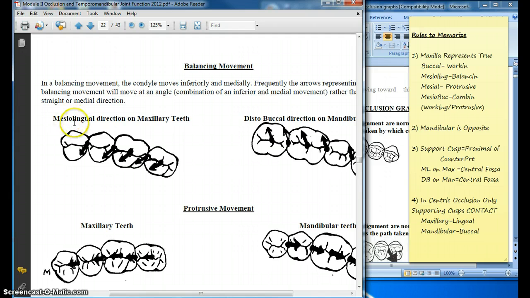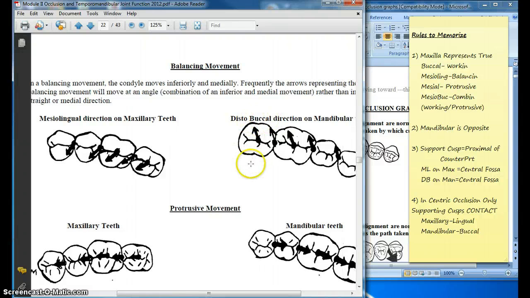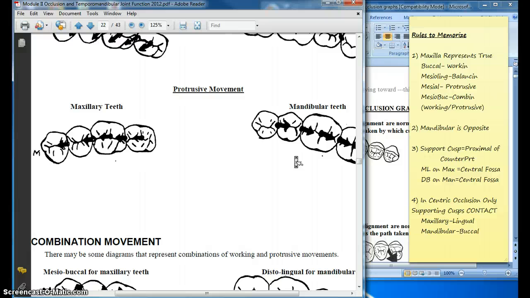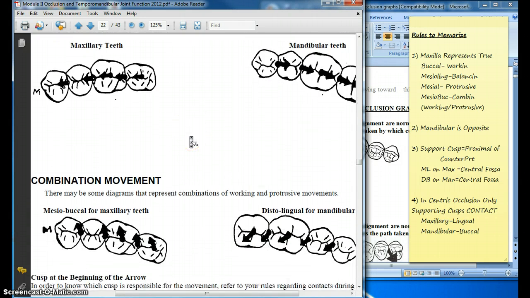For instance, the opposite of mesiolingual is distal buccal. Opposite of mesio is distal, opposite of lingual is buccal. So therefore, the distal buccal is going to be the balancing movement on the mandibular teeth. For protrusive, again, maxillary teeth go forward, they point the right way, and mandibular teeth will point opposite.